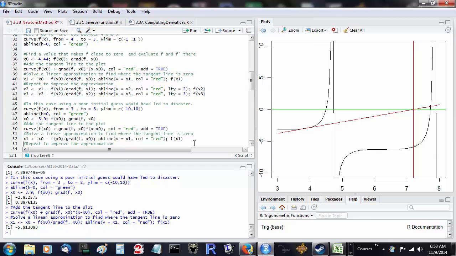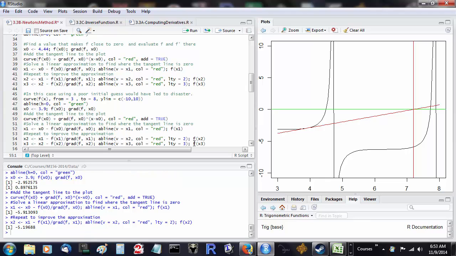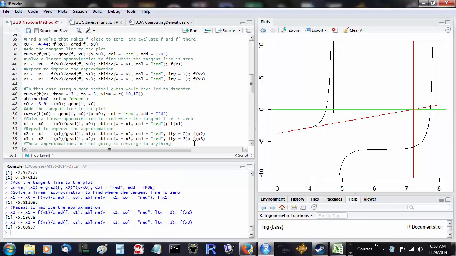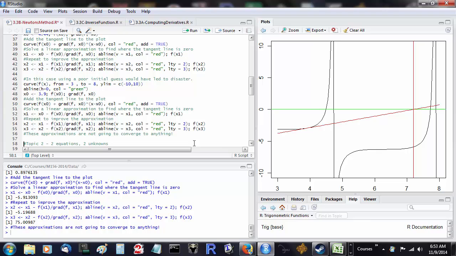That's not good enough. I will iterate to improve the approximation, get x2, get x3, and now x3 is a place where we're off by 75. These approximations aren't going to converge to anything. When you're using Newton's method for one variable, if you're careful to draw graphs, you can avoid this sort of silly business, but it's much harder when you are dealing with n equations in n unknowns.